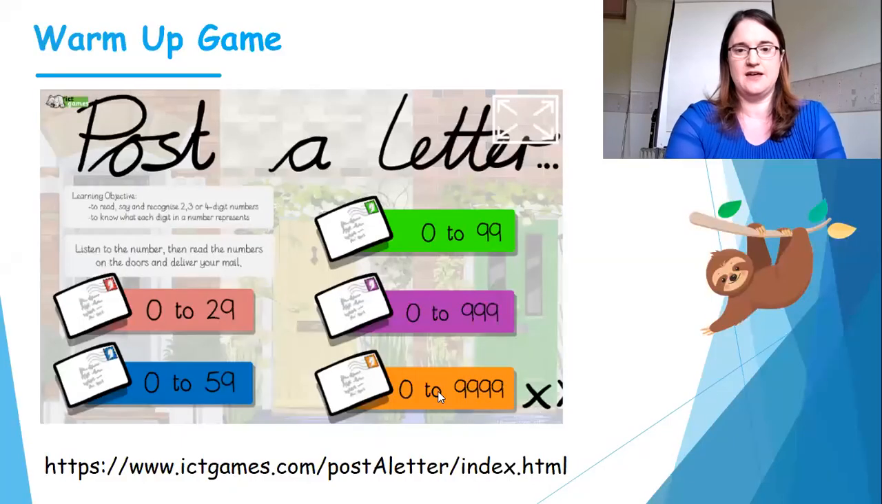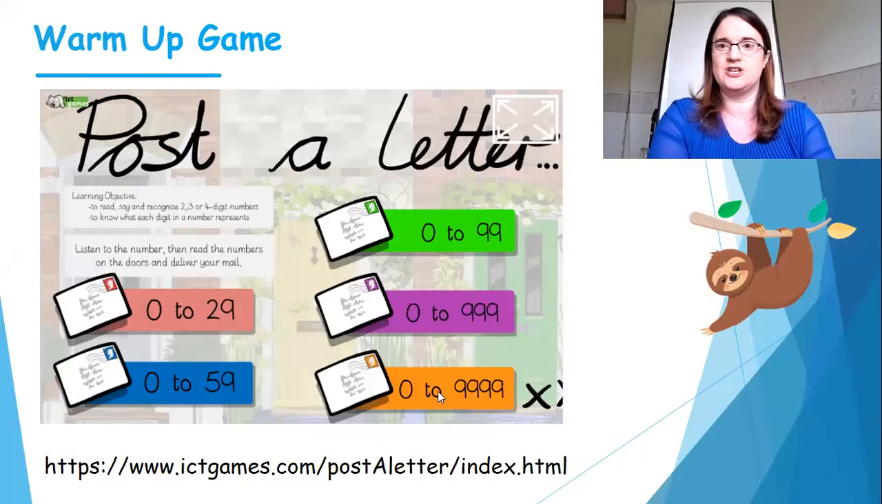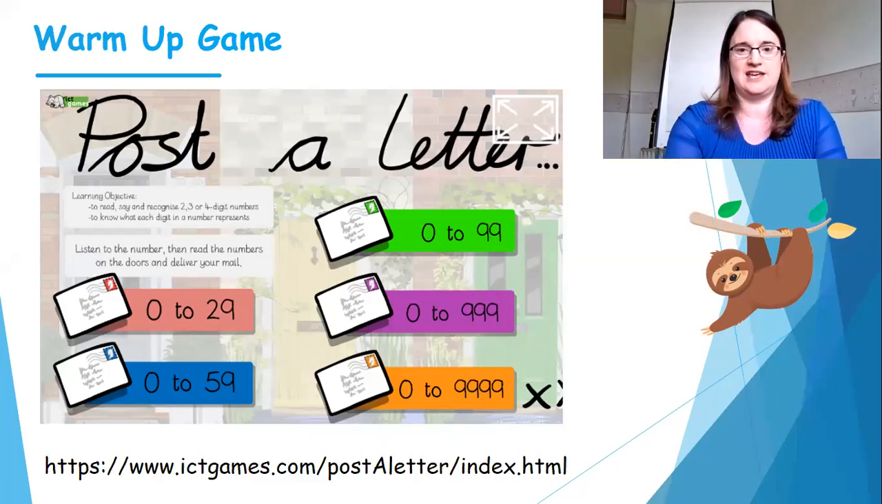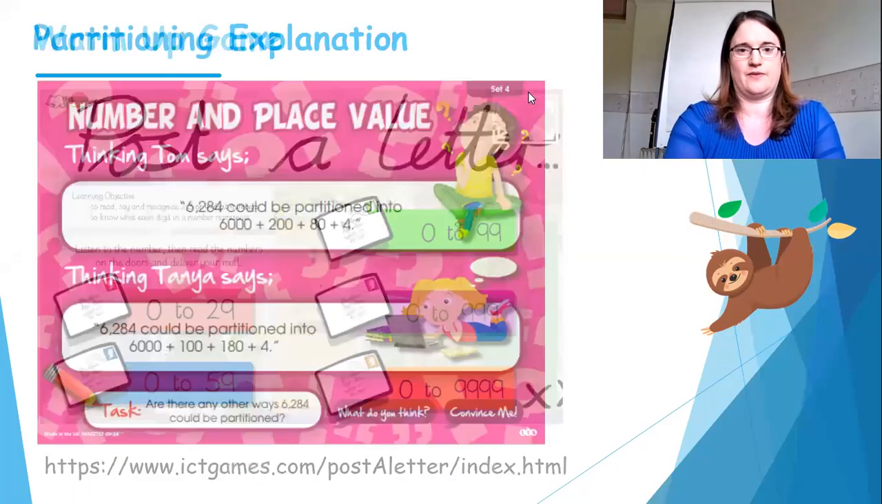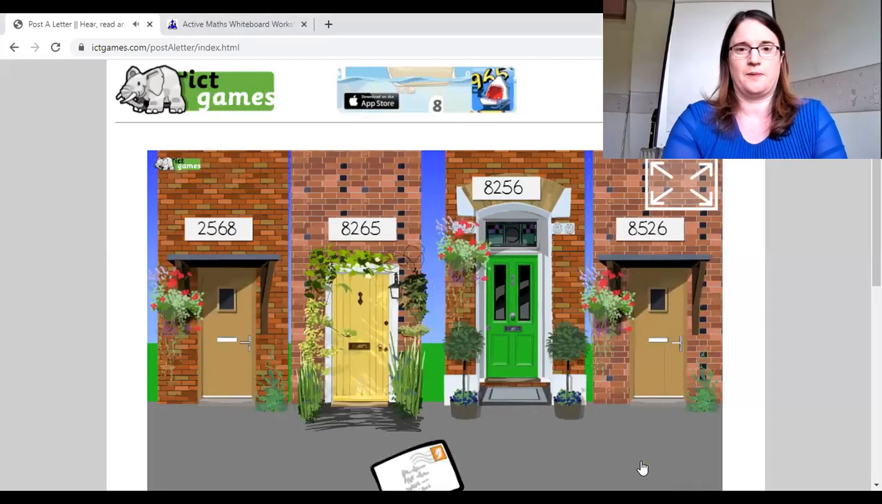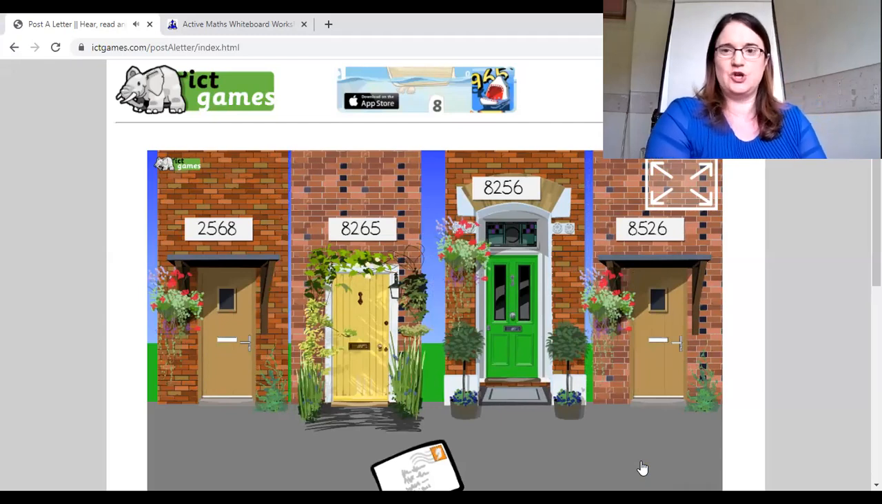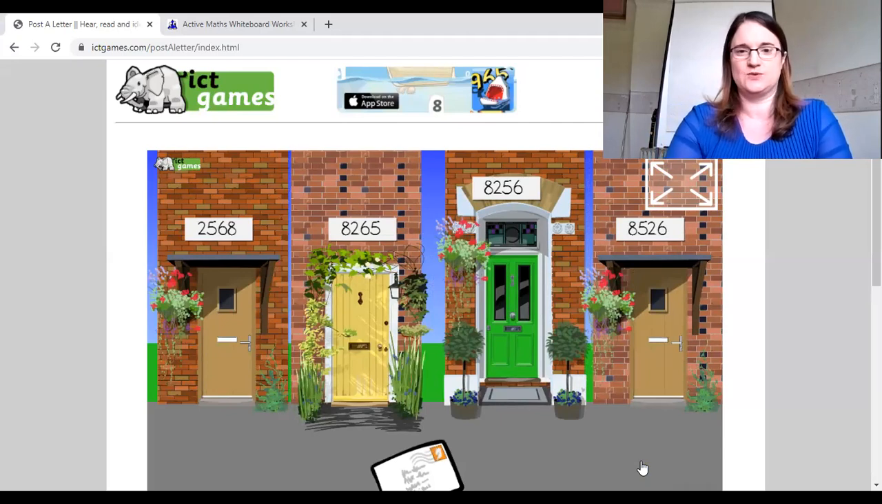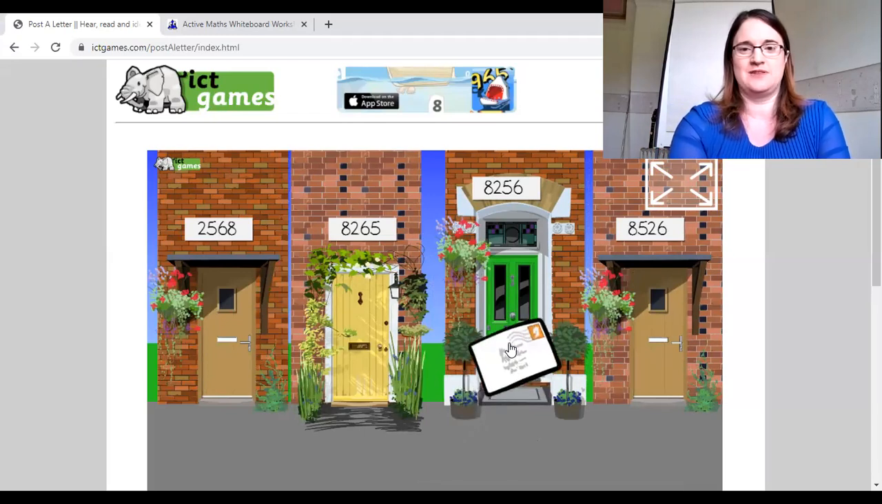So this game is called Post a Letter. We're going to be doing numbers all the way up to 9,999. Get your listening ears ready. Here we go. Being a bit slow today. Let's have another try, see if we can get it to work. Here it is, let's go. 8,256. Which door is that first letter going into? I think it should be this green. Thank you. Right.